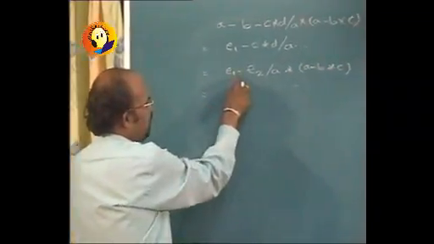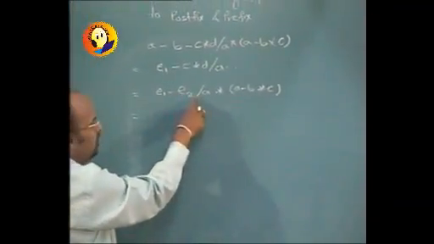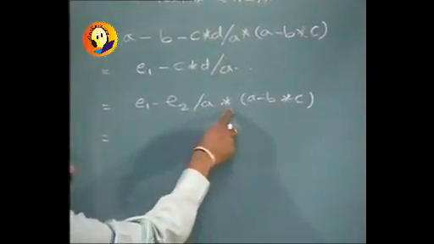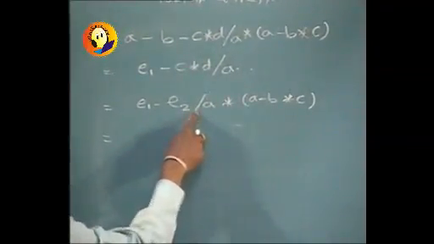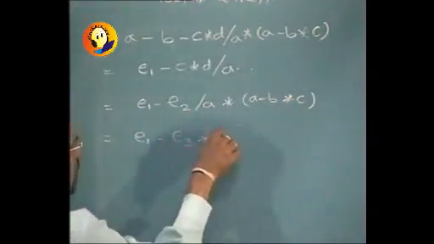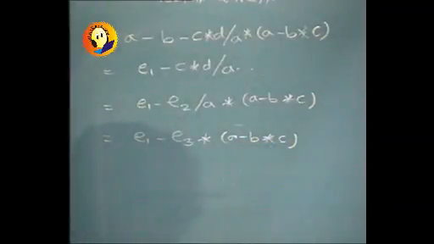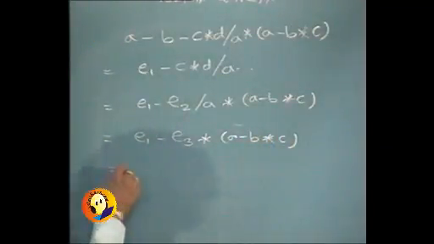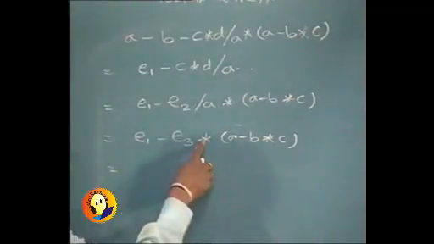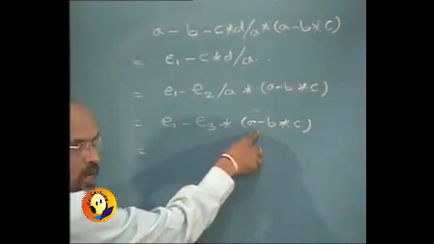Now it is multiplication and division, so division should be performed. So it becomes E1 minus E3 star A minus B star C. Then again minus and multiplication, so multiplication should be done first. Multiplication and bracket, so the bracket should be evaluated. Now the bracket is higher priority.